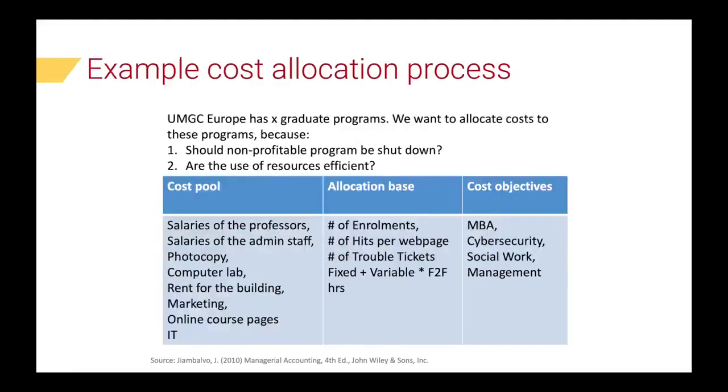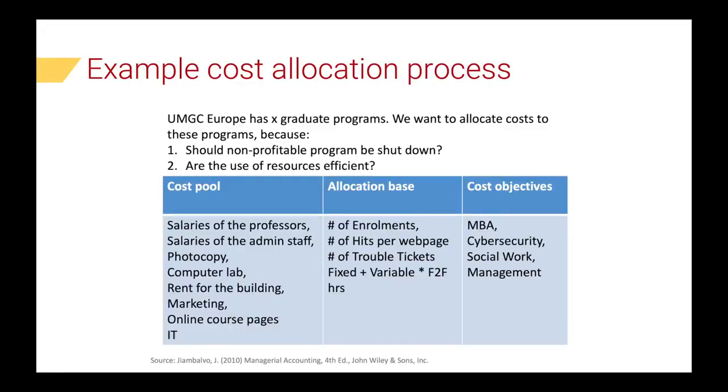Here is an example of the cost allocation process. The University of Maryland Global Campus has X graduate programs. We want to allocate cost to these programs because we want to find out if non-profitable programs should be shut down and whether the use of these resources is efficient.